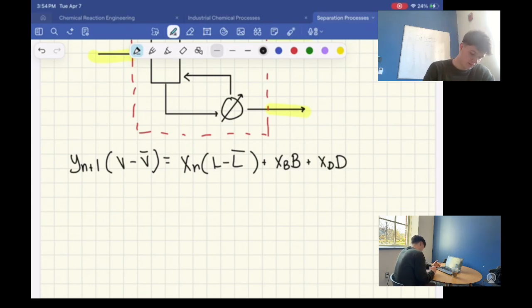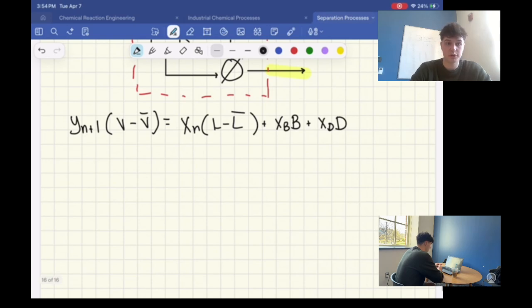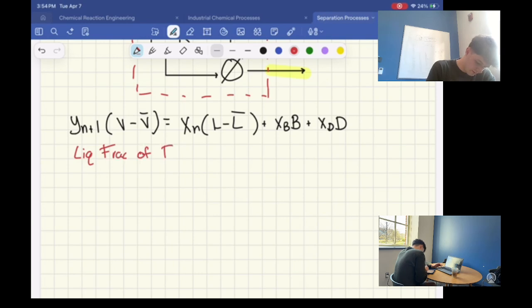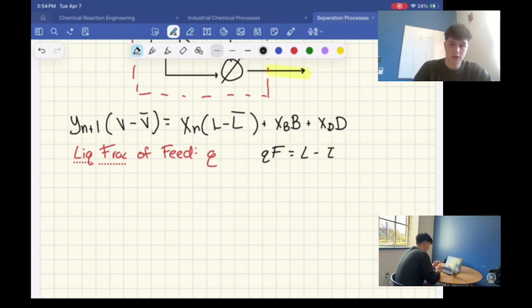So the next portion of this is creating another variable which we're going to label Q, which was the liquid fraction of our feed. So I'll write that down. Liquid fraction of feed. That's going to be Q. And so then we can also write a new equation, which is Q times F, which is our feed, is going to be equal to L minus L bar. We're also able to look at this in terms of our vapor, which is 1 minus Q times F equals V minus V bar.